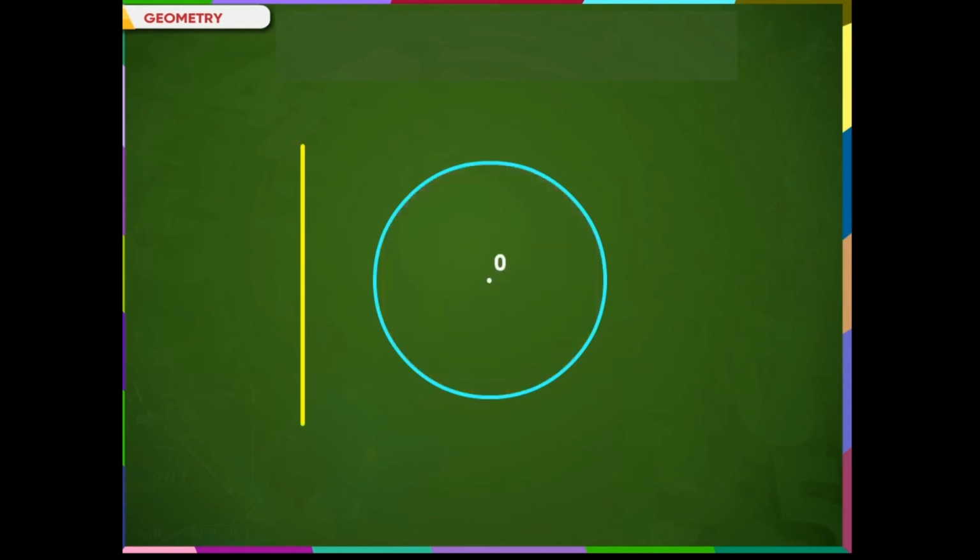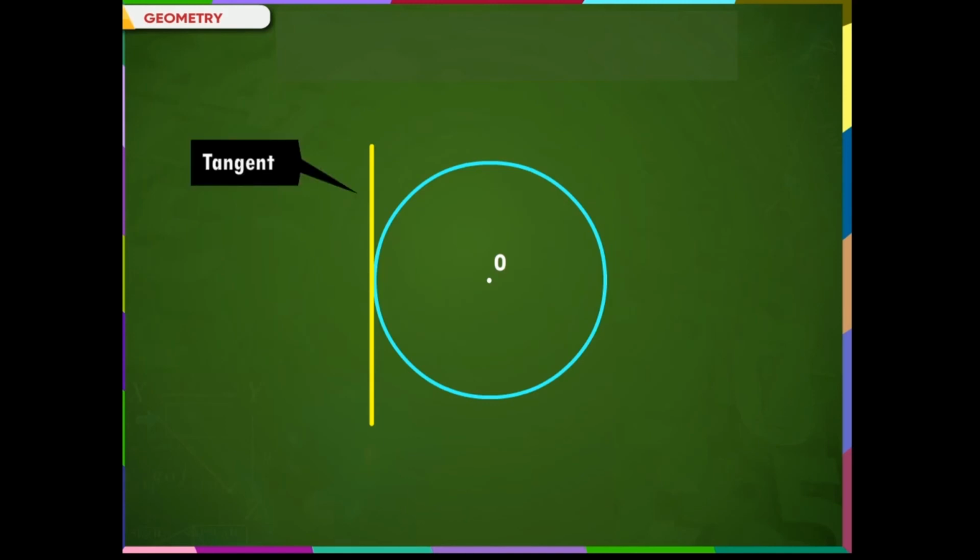Let us consider a line outside a circle. Now, when we move this line slowly toward the circle and stop here, we see that the line touches the circle at just 1 point. In such a situation, this line is called the tangent to the circle. If we name the circle and line like this, we say that the line L is tangent to the circle with center O.